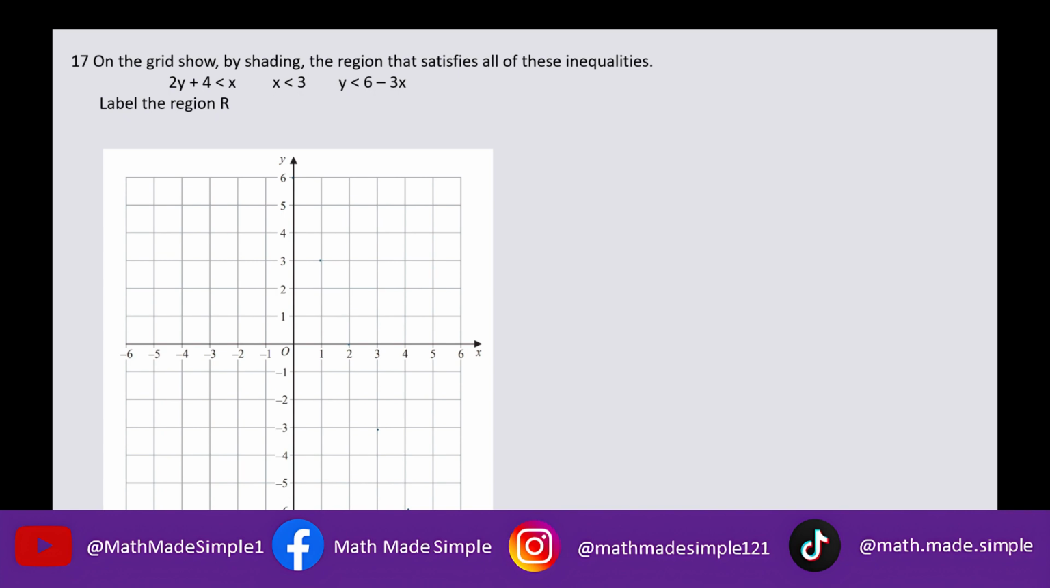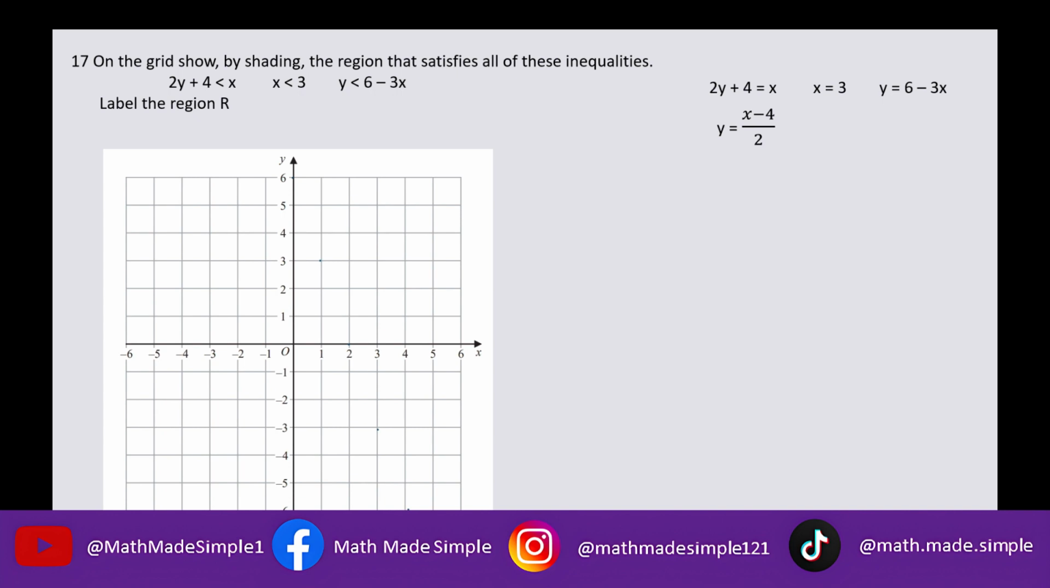So first of all, I need to make these into equations. So I will replace the inequality by an equal sign. And I need them in the form y = mx + c, and 2y + 4 isn't. So that will rearrange to give me y = (x - 4) / 2.